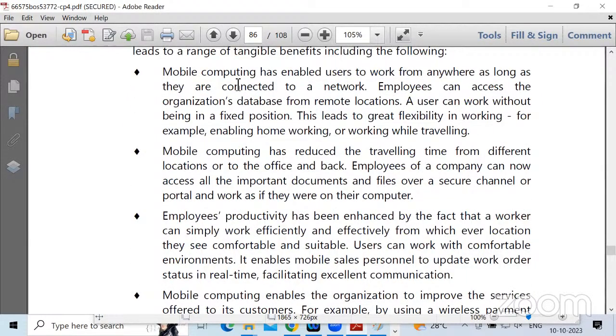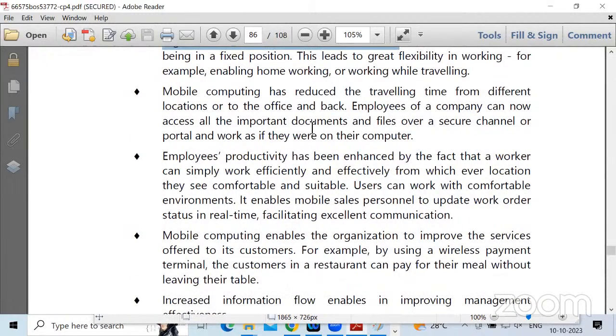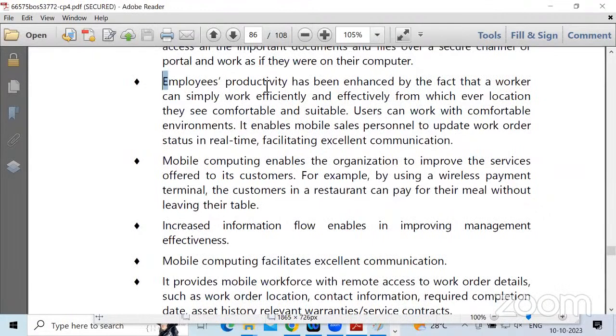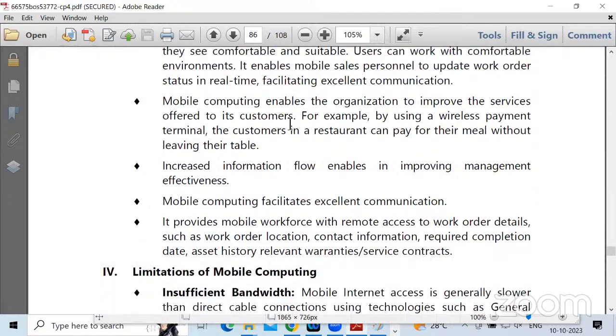So first one, mobile computing has enabled users to work from anywhere as long as they are connected. So access from a remote location is possible. Second one is reduced traveling time, because from any place you'll be able to connect, from your house also, from your picnic spot also you can connect. Employees' productivity has increased because you are working in an atmosphere where you are happy. Then mobile computing enables one to improve services offered to the customer. Then increased information flow facilitates excellent communication and provides the mobile workforce with remote access. So the same point is repeated, remote access.